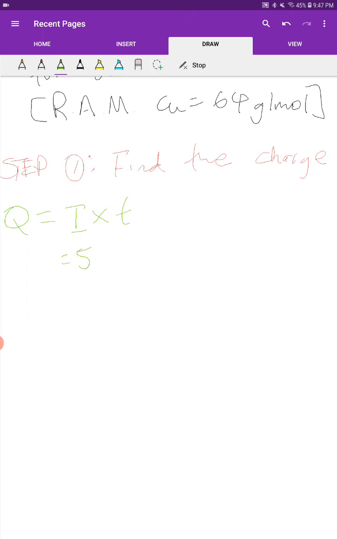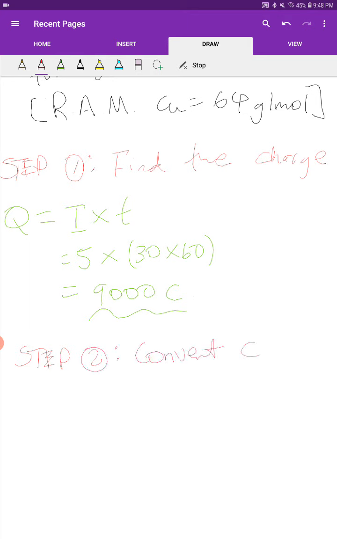I is 5 amps. The time is 30 times 60. So, our charge is 9,000 coulombs. Alright? So, that's our first step. Then, next step, step 2, we're going to convert coulombs to Faradays.